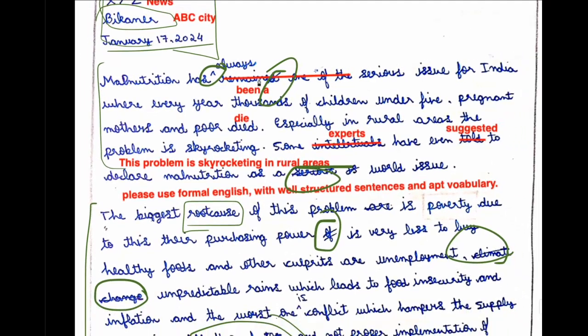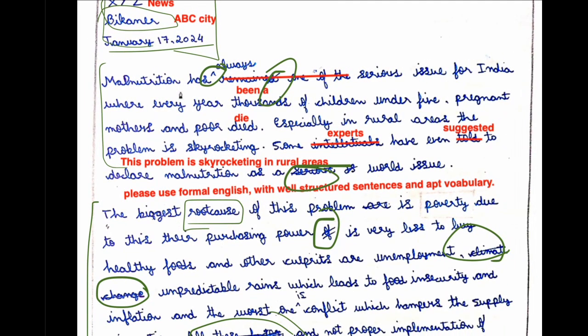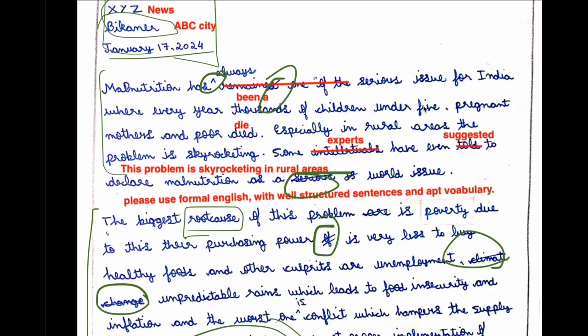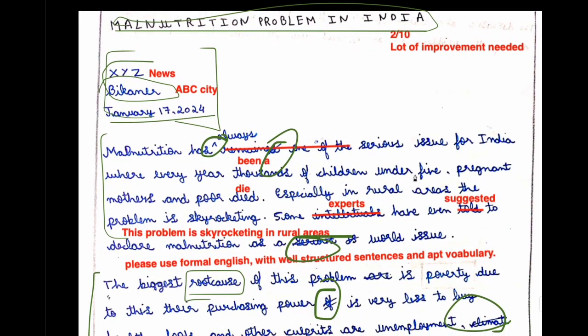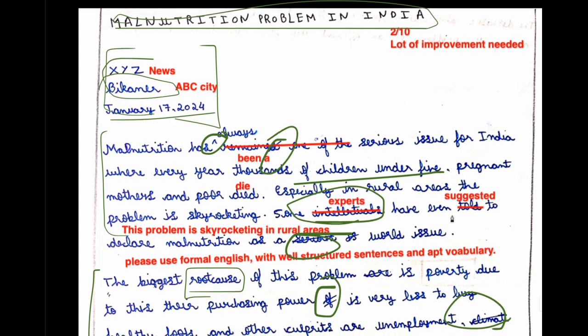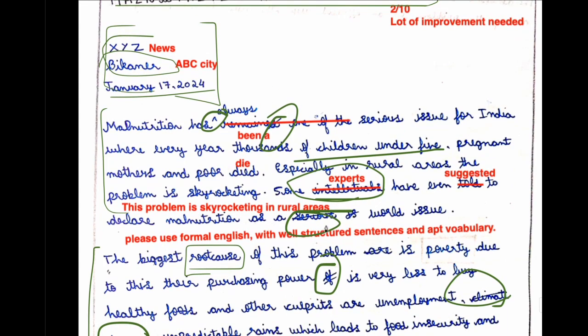Malnutrition has always remained one of the serious issues for India, where everywhere thousands of children under five, pregnant women and poor died. I mean, some intellectuals, please don't write intellectuals. Intellectuals is more for philosophical people. You write experts have even told to declare malnutrition as a serious world issue.